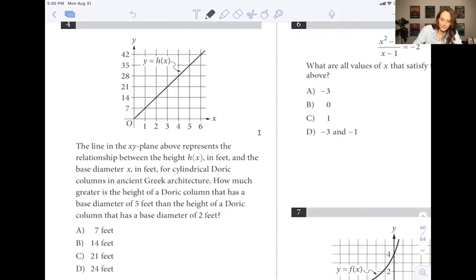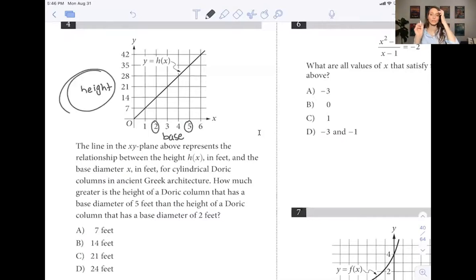So I can label the y-axis as the height and the x-axis as the base. How much greater is the height of a Doric column that has a base of 5 feet? So I'm going to circle 5, then the height of a Doric column that has a base of 2 feet. So we're dealing with 5 and 2, and we're concerned with the height. So we want to make sure we're not accidentally just saying 5 minus 2. We're doing something silly here.